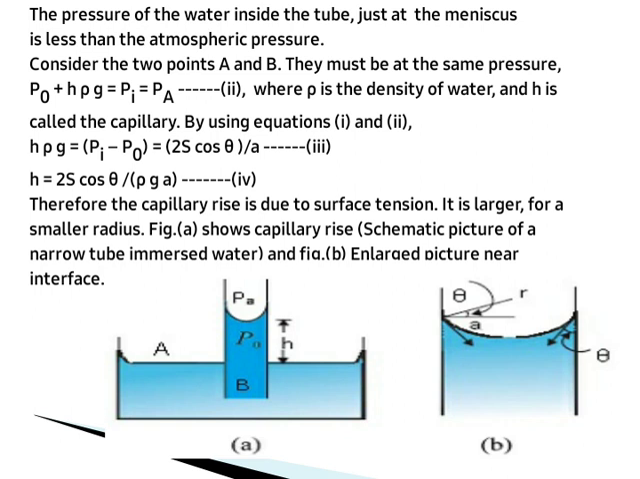Then we have the expression PA = PB + h rho g. Here PA is Pi and PB is Po. Then Po + h rho g = Pi, which is expression 2, where rho is the density of water and h is the capillary rise. By using expressions 1 and 2, we get h rho g = Pi − Po = 2S cos theta / a, which is expression 3. Then the capillary rise h = 2S cos theta / (rho g a), which is expression 4. You should understand that the capillary rise is due to surface tension. It is larger for a smaller radius.